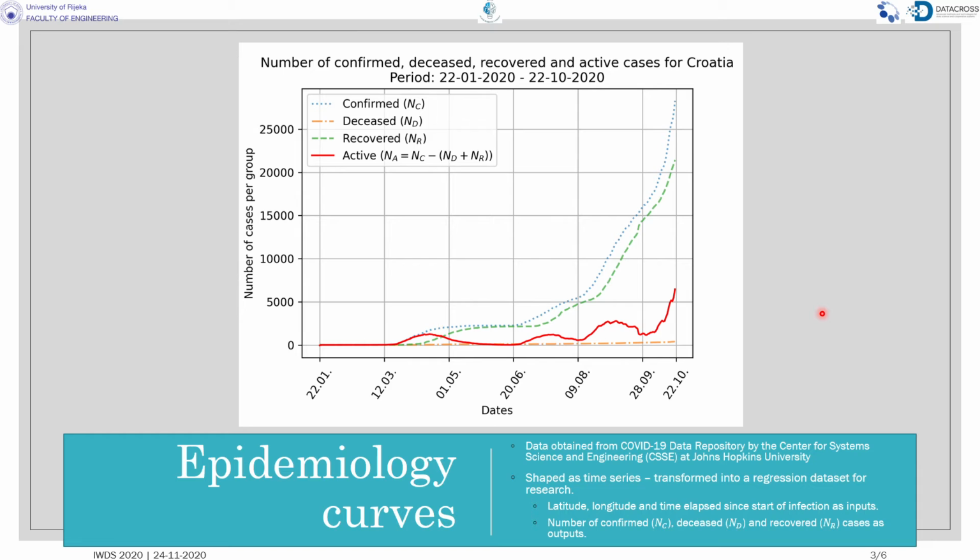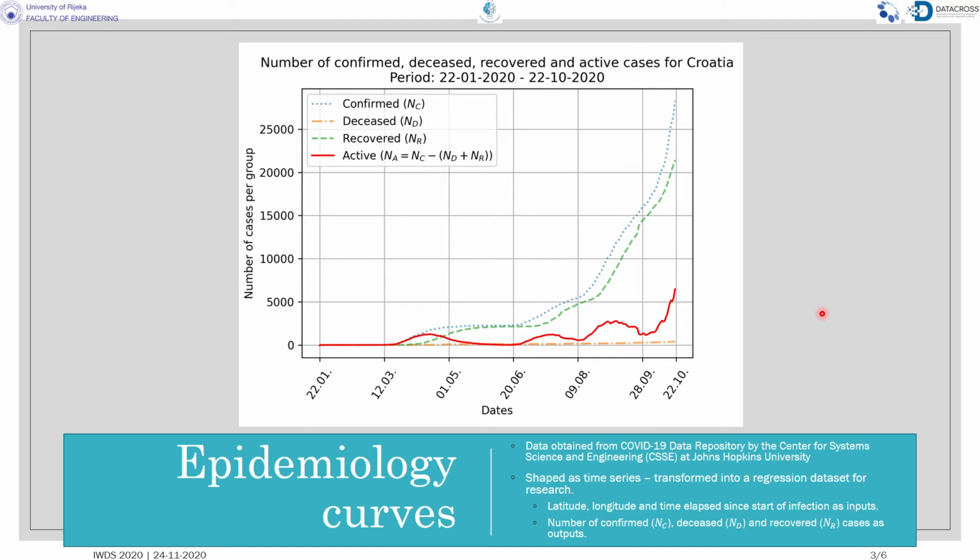So the data used in this research is obtained from the COVID-19 data repository published by the Center for Systems Science and Engineering at Johns Hopkins University. The dataset contains a time series of confirmed, deceased, and recovered cases in various locations globally.